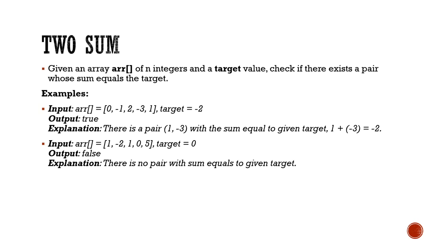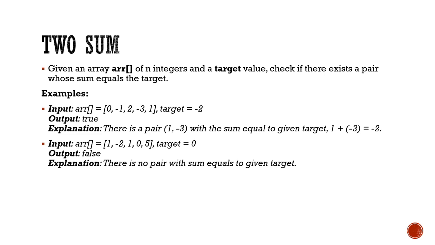For example, in example number one, we have 0, -1, 2, -3 and 1 as the input array and the target is 2. So is there a two-sum? Yes. If we sum up -3 and 1, it will give you -2. So -3 and 1, the last two integers, are the pair we should return.